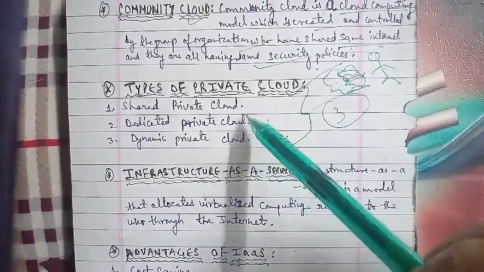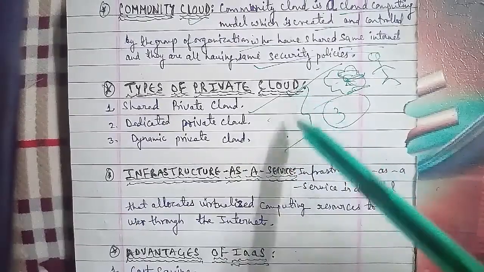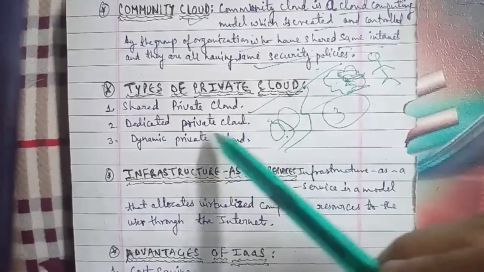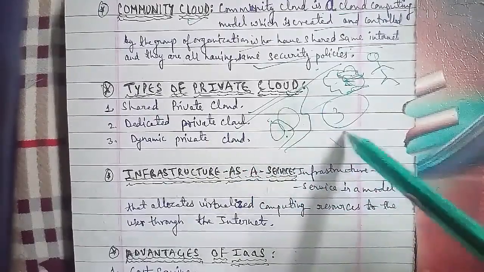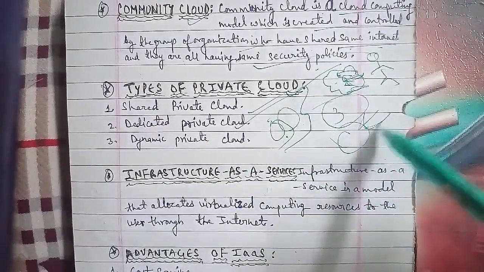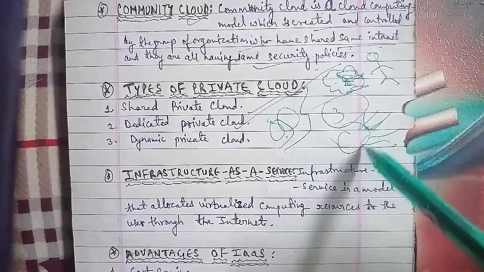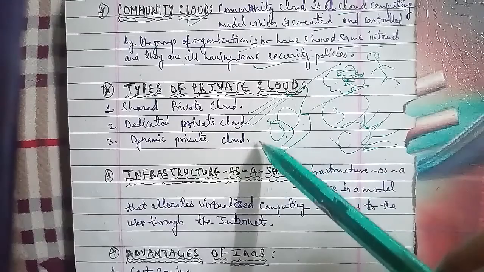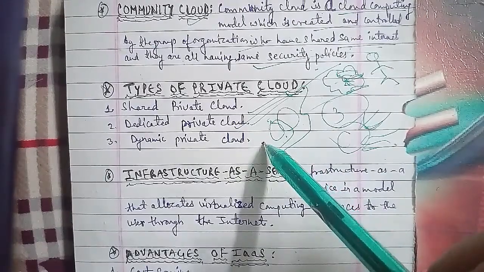They can ask you to define private cloud and the types of private cloud, how many types there are. So you can define it in simple language as I have explained here. The first is shared private cloud, the second is dedicated private cloud, and the third is dynamic private cloud. You can explain it like that.